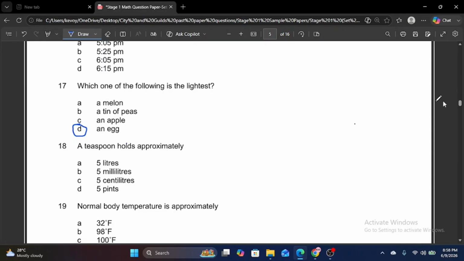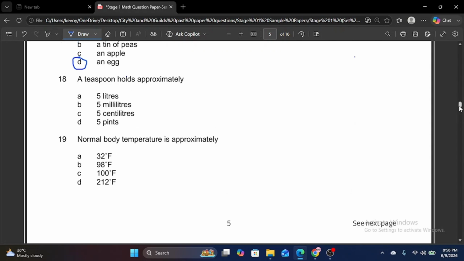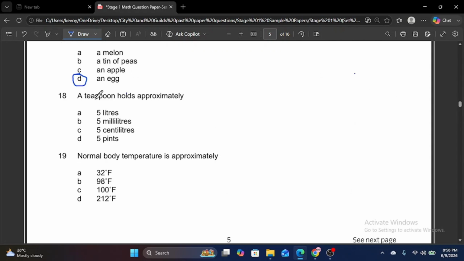Alright, so 18, we're at 18 now. So a teaspoon holds approximately 5 milliliters. So a teaspoon holds approximately 5 milliliters. Alright, moving on.